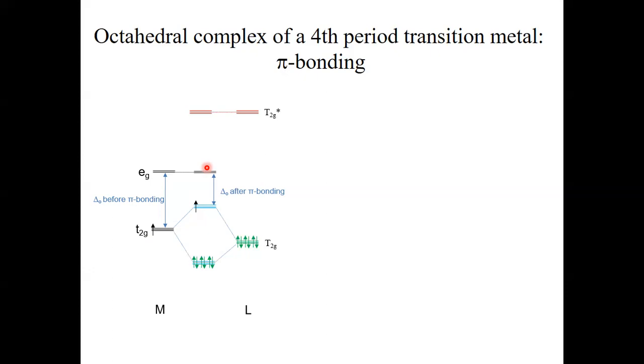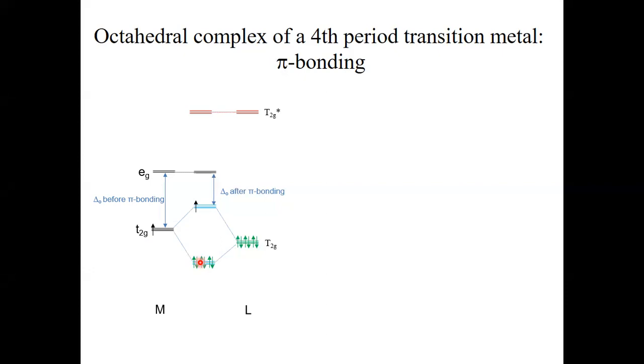Okay? So overall, we call this kind of bonding situation a bonding situation due to a so-called pi donor ligand. Okay, why is it a pi donor? Because primarily the bonding t2g ligand orbitals interact with the metal t2g orbitals. Okay, and therefore the ligand electrons in these t2g molecular orbitals are being partially transferred to the metal because these bonding t2g orbitals are shared between the metal and the ligand.